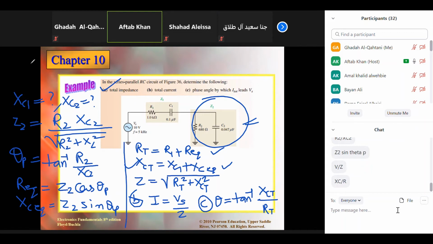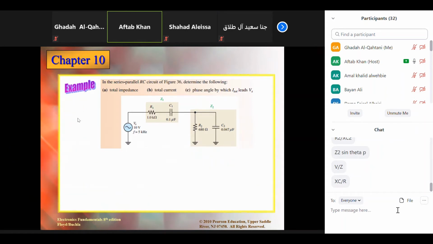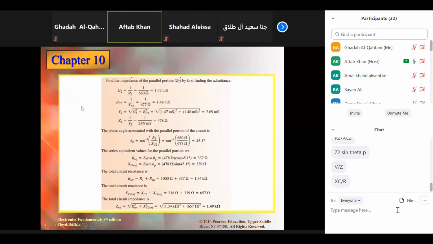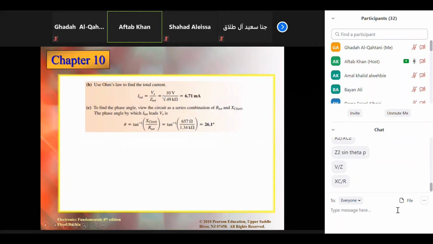You can take a screenshot, and the solution is there, by the way. You can see the solution also. So this is possible for this type of questions. See, they are using B, G and all. I don't need this one. I can directly calculate, simple. So this is Z2 calculated, R equivalent, XC equivalent, right? Then R total, XC total, then Z total. That's it. After Z total, they calculate the total current by Ohm's law, calculated the same. All right, so this is the way to solve this type of question.